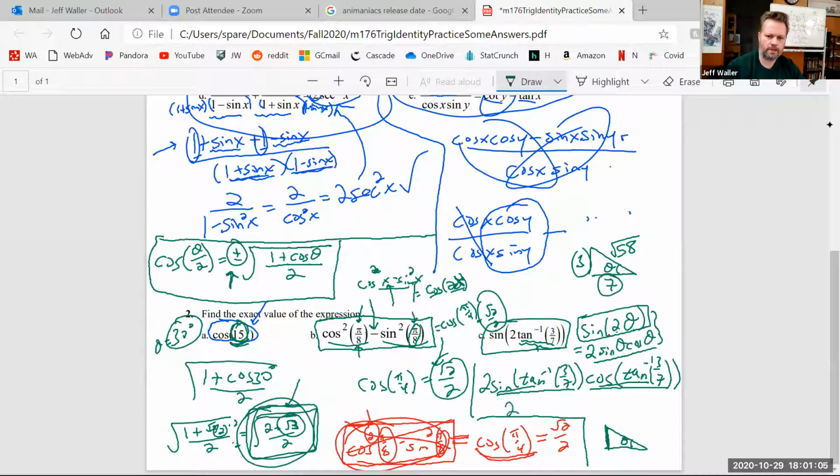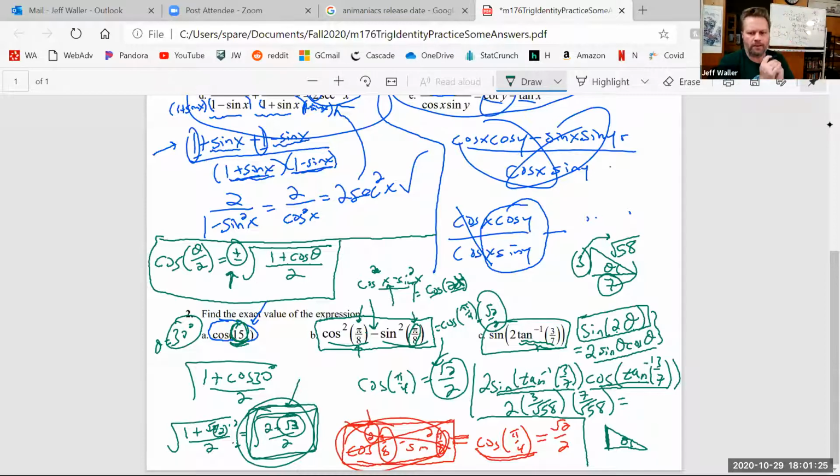So this will be twice. The sine will be 3 over root 58. So why don't I rationalize this? Because I know what's going to come next. 7 over root 58. And they rationalize themselves. That kicks so much ass.